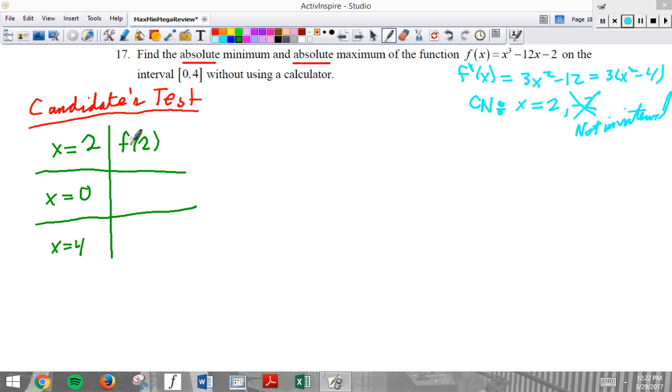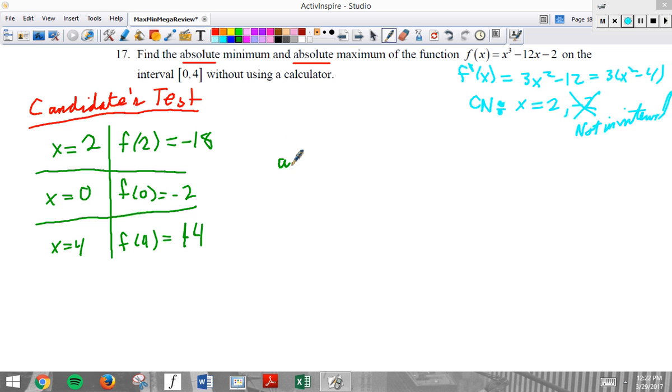F of 2, the original function. 8 minus 24 minus 2, negative 18. You're supposed to not be using a calculator. If you had to do that with a calculator, that's why you're slowing yourself down. 8 minus 24 minus 2. Yeah, definitely negative 18. F of 0, the easy one. And f of 4, annoying. 64 minus 48 is 16. 14. Whoa.